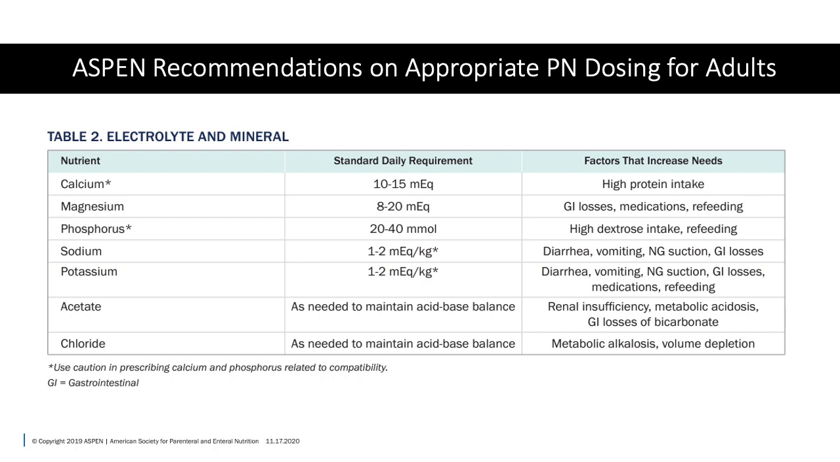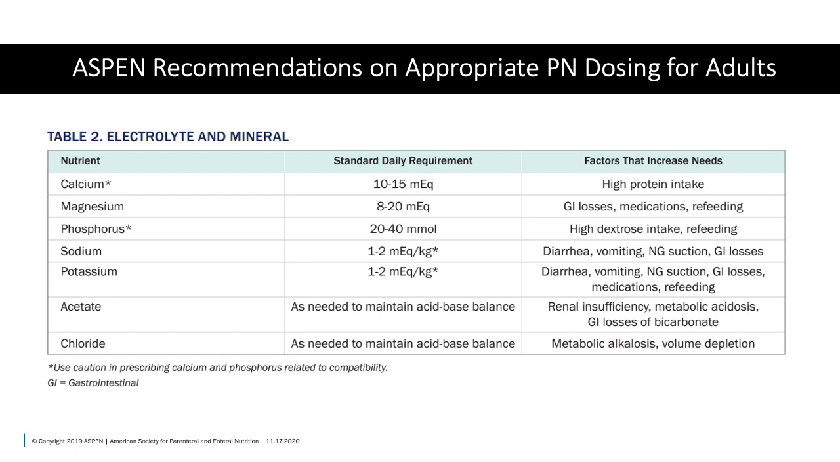For calcium, most often in parenteral nutrition solutions, it's going to be in the form of calcium gluconate. And the standard daily requirement is anywhere from 10 to 15 milliequivalents. Factors that may increase your needs if you have a really high protein intake. For magnesium, the standard form is magnesium sulfate, and the daily requirement is usually 8 to 20 milliequivalents. Factors that could increase needs would be GI losses, certain medications, or if the patient is refeeding.